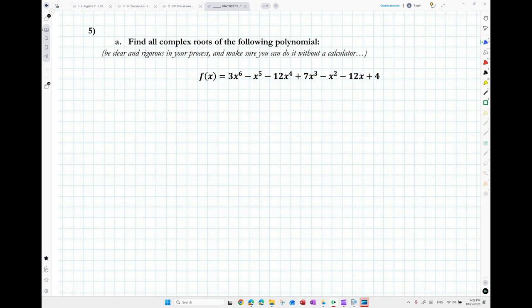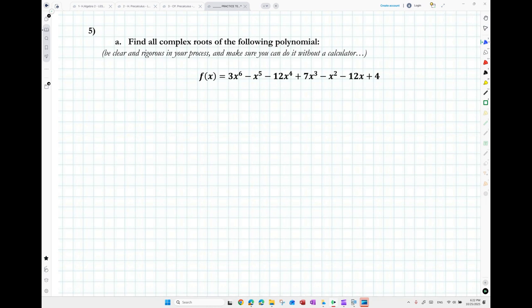Question number 5, we are going to study first a polynomial and then the rational function using that polynomial as a numerator. So find all the complex roots. That's another way to invite you to factor this whole polynomial.